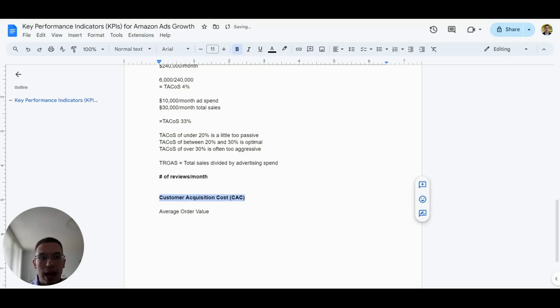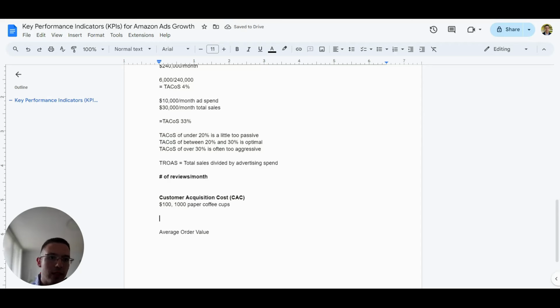Customer acquisition cost, or CAC. This is one of the metrics that is really only applicable to businesses that have a recurring aspect, a customer lifetime value aspect. So for example, if you've got a product that is highly recurring, something like, just off the top of my head, paper cups, right? Paper coffee cups. You sell 1,000 paper coffee cups for $100.